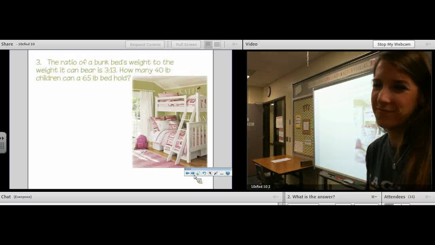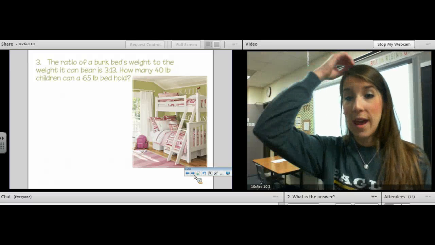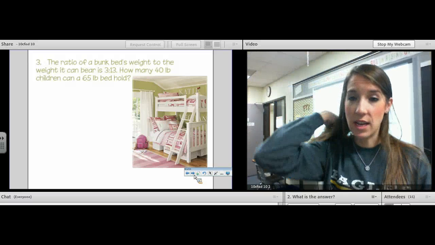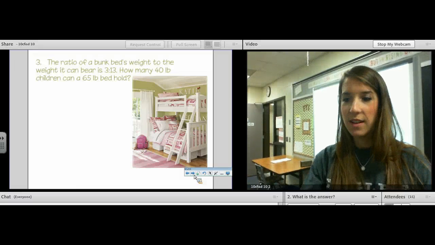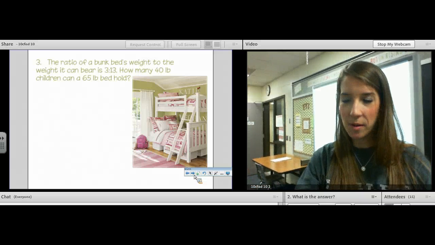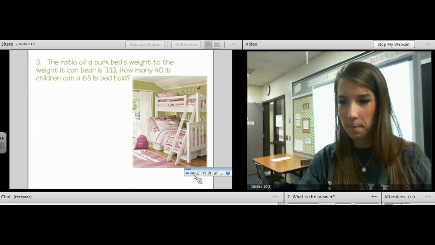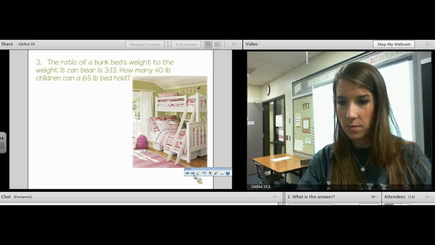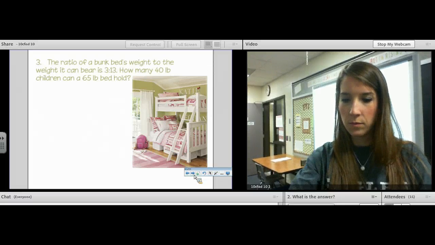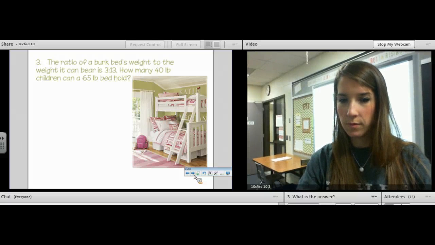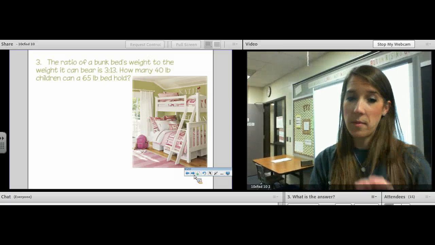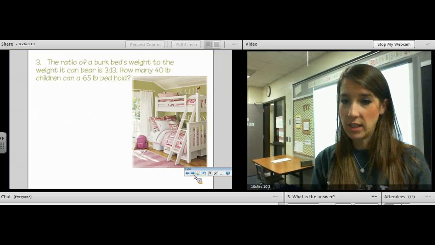Another bedroom. The ratio of a bunk bed's weight to the weight it can bear is 3 to 13. How many 40-pound children can a 65-pound bed hold? A real-world problem. This is totally applicable. You will see a problem like this on your quiz. If you want to star it, you will.